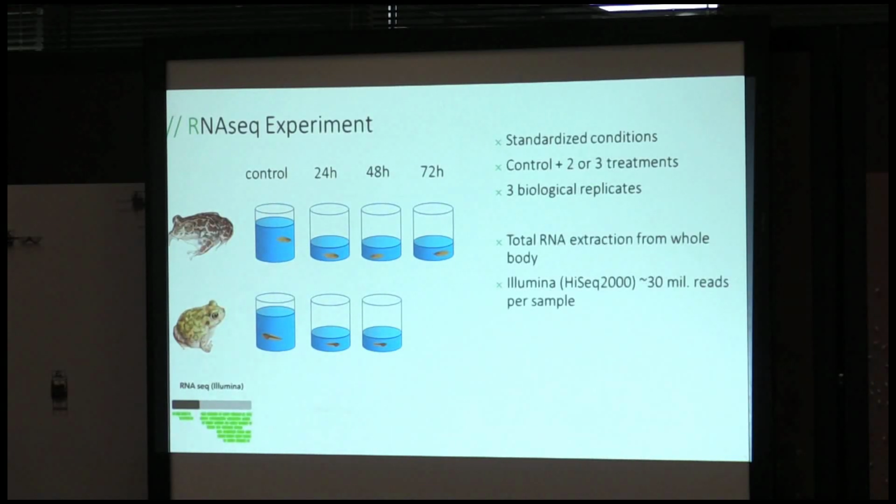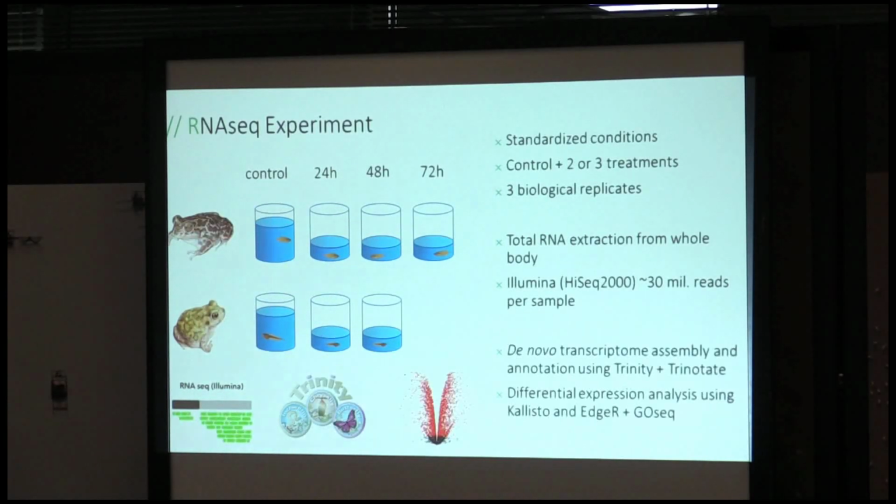This next step is what we did in the lab. We extracted total RNA from the whole bodies of these tadpoles, and then we sent those samples off to be sequenced on the Illumina platform, and we got about 30 million reads per sample. Then we did de novo transcriptome assembly using Trinity, and we annotated that with the complementary Trinotate software. All the differential gene expression, for those of you interested, was done using Kallisto and edgeR, and the GO term assignment, which I'll talk about a little later, was done with GOseq.